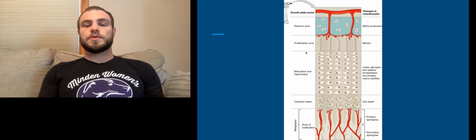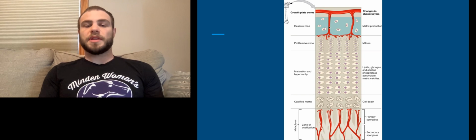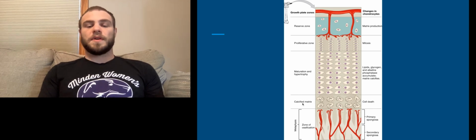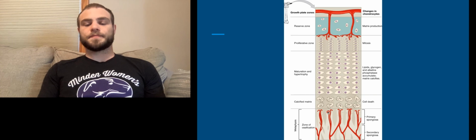So here you can see those zones of the growth plates and what's happening to the chondrocytes as we move down, starting with that reserve zone. Then you get into the proliferative zone and the zone of maturation and hypertrophy, eventually into the calcified matrix where those cells are considered dead.